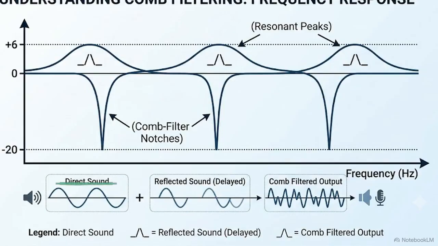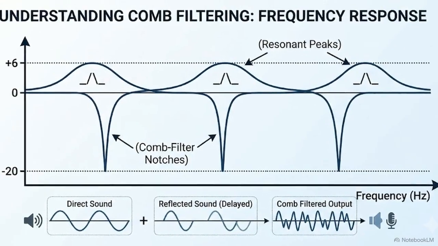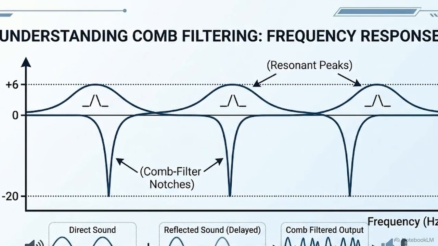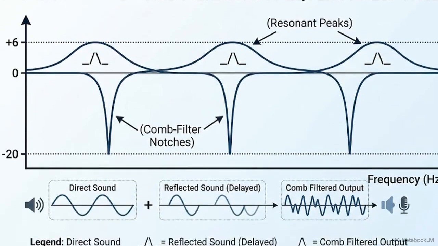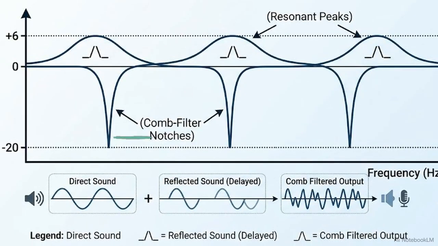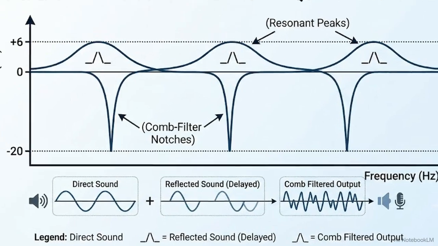On the bottom left is our direct sound wave, and beside it is the reflected wave, shifted slightly along the timeline. At frequencies where the path length difference is a perfect multiple of the wavelength, we get phase alignment. The waves add together in phase, creating resonant peaks that boost the volume by as much as 6 decibels. Conversely, at frequencies where the waves are 180 degrees out of phase, they cancel each other out. This phase opposition carves deep energy notches into the frequency response. This pattern of repeating peaks and valleys creates a shape resembling the teeth of a hair comb. This is a comb filter.